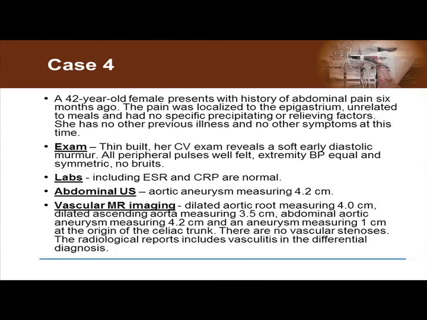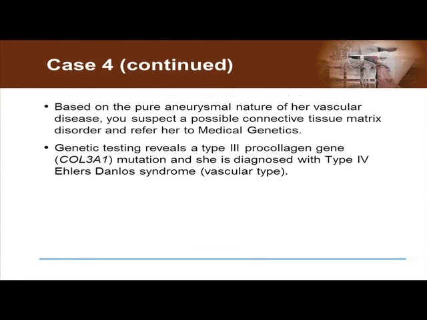So the correct answer here is genetic testing for connective tissue matrix disorders. In a patient presenting with pure aneurysmal vascular disease, it's important to think of possibilities outside of vasculitis, because most patients with large vessel vasculitis will present with either stenotic vascular lesions or a combination of stenosis and aneurysms, but much less likely with pure aneurysmal disease. So based on the pure aneurysmal nature of her disease, you refer her to medical genetics, and genetic testing reveals that she has a mutation in the type 3 procollagen gene associated with type 4 Ehlers-Danlos syndrome, which is of the vascular type.